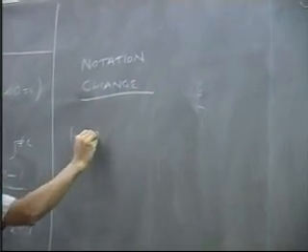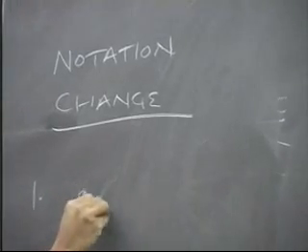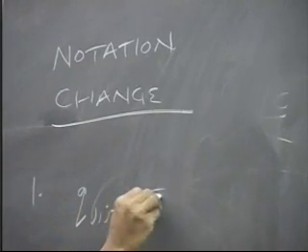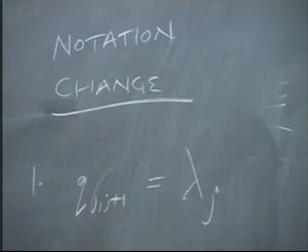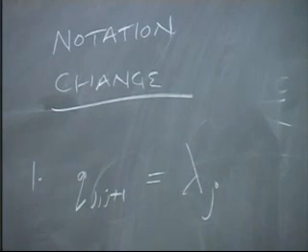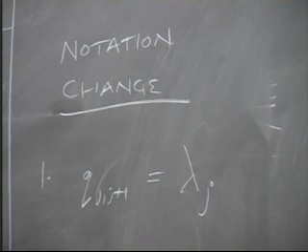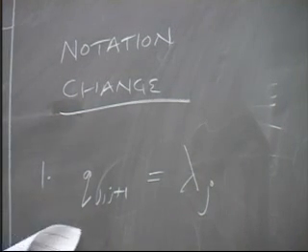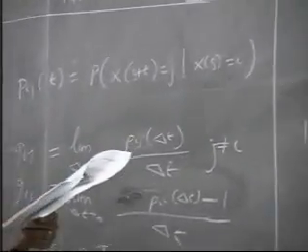First, we'll define Q_{j,j+1} to be the same as lambda_j. Lambda_j can be interpreted as the rate at which we go up. The population increases at a particular rate. Lambda_j is the transition probability limit of going from j to j plus 1.